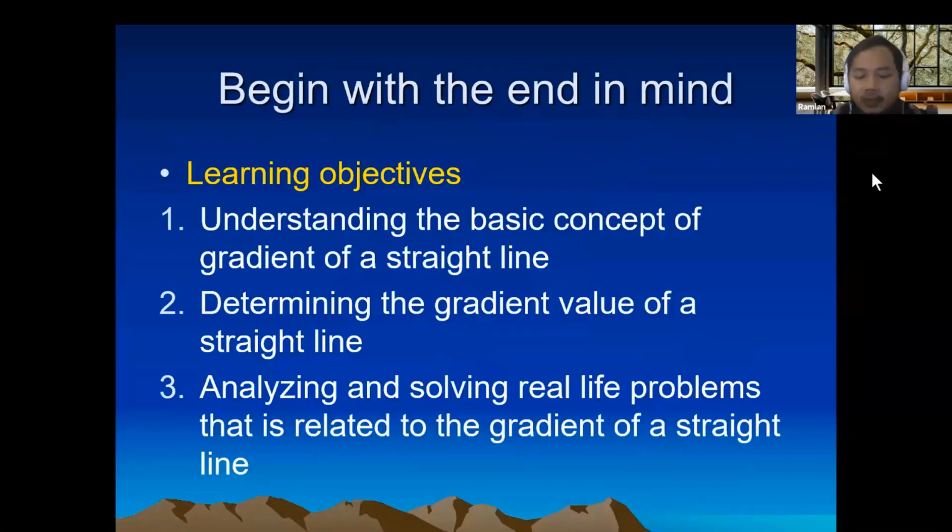Okay, so the objective of this lesson is, first, you can understand the basic concept of the gradient of a straight line, because we're talking about just a straight line, not a curvy line. The second one is to determine the gradient value, or the slope or steepness value, of a straight line. And the third one is to analyze and solve real life problems related to the gradient of a straight line. So we're going to discuss a couple of contextual things in real life in connection to the value of the gradient of a straight line.